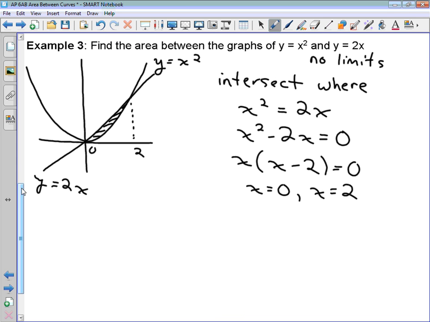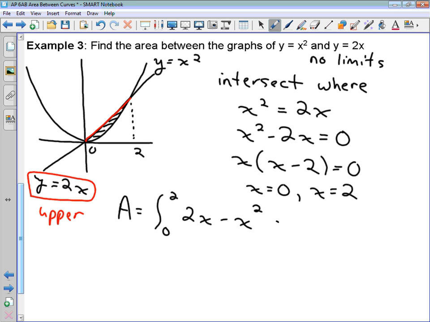So now we want to do our integral here. So what is our integral going to be? We want to do the integral from 0 to 2. And what are we integrating? Well, we're integrating our upper function minus our lower function. So in the region that we're interested in, our upper function is y equals 2x. Okay, so it is our upper function in this little area right in there. So that's the one that we want to have first, 2x. And from that, we want to subtract our other function, x squared dx.